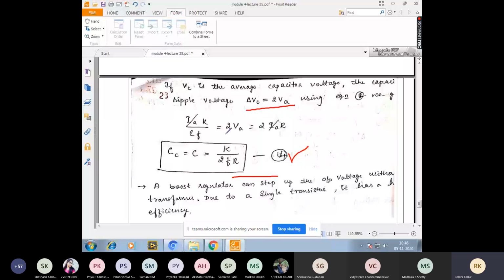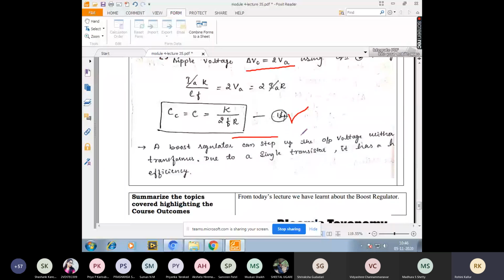So the conclusion is, the boost regulator can step up the output voltage without the transformer. That means without the application of a transformer in the circuitry, I'll be getting a change in the output voltage. And the circuit uses only a single switch, so it has higher efficiency, and because of which you will be generating a better circuitry. All these derivations are necessary when you try to design a boost regulator using the device whatever you have.